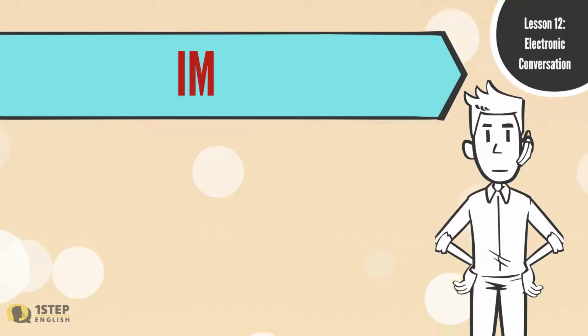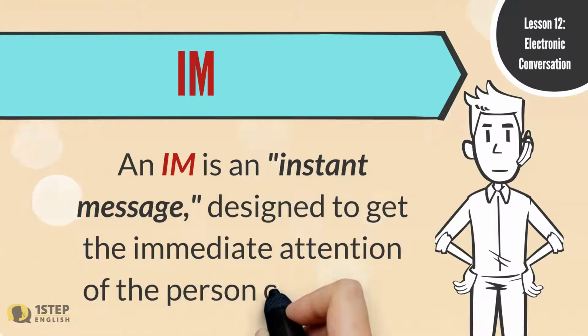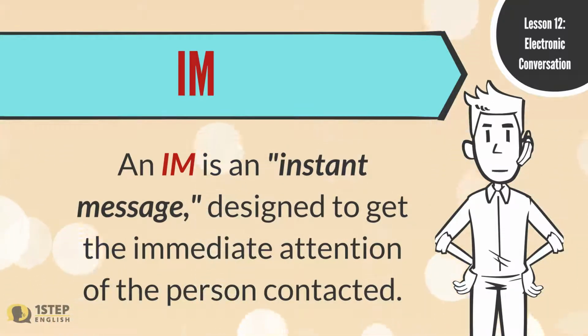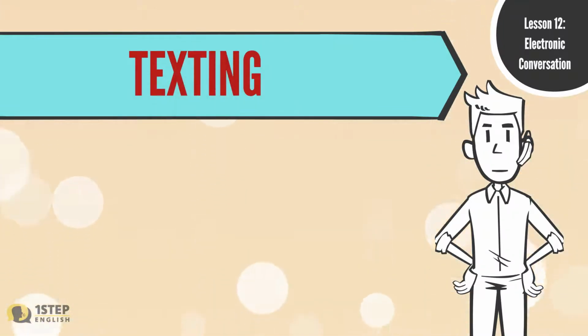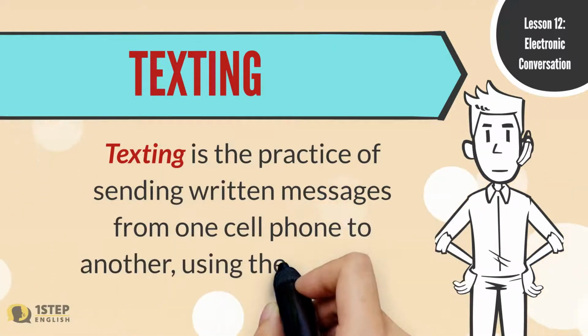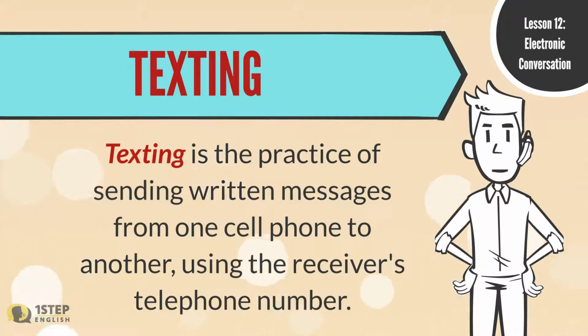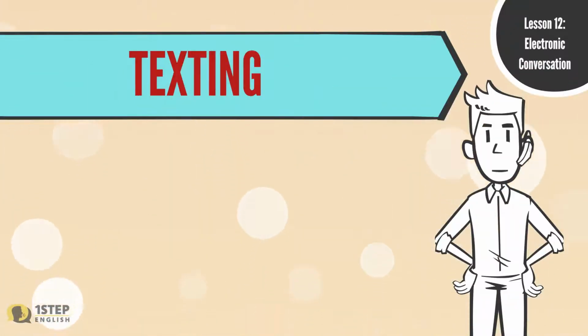IM. An IM is an instant message, designed to get the immediate attention of the person contacted. Texting. Texting is the practice of sending written messages from one cell phone to another, using the receiver's telephone number. Texters often leave out the vowels in words, or make up abbreviations in order to communicate faster.